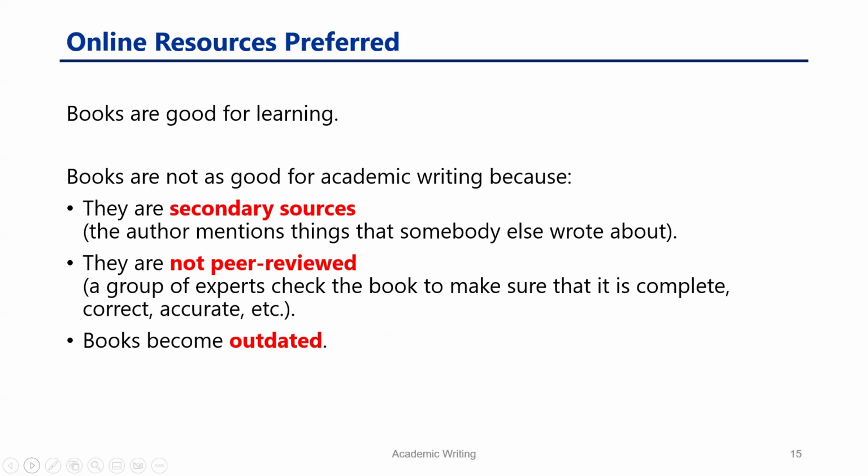Books are not peer-reviewed. They may be reviewed by a set of editors at the publishing company, but they're not peer-reviewed. A peer review team is a group of experts that check the book to make sure that it is complete, correct, accurate, and so forth. And books become outdated over time. Important internet resources are usually kept up to date.